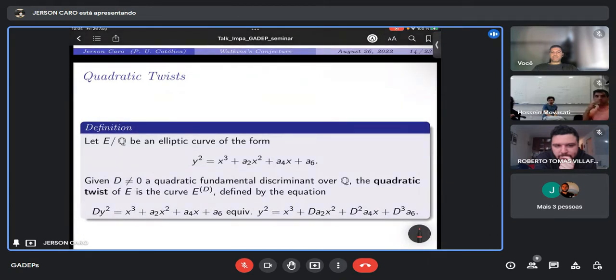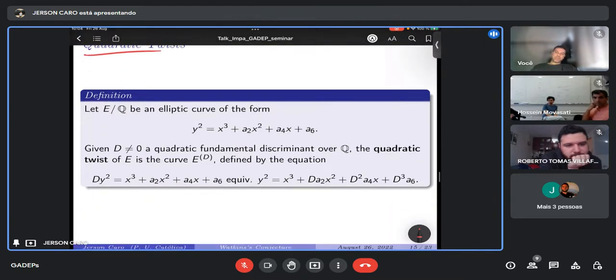Okay, so this is the first approach to the Watkins conjecture, and now I want to show you another approach, which is using quadratic twists. And what is a quadratic twist? Suppose that you have this model for your curve, y squared equal to a polynomial of degree 3, and you take a number d different from 0, a fundamental discriminant of Q. And what is a fundamental discriminant? It's the discriminant of a quadratic extension of Q.